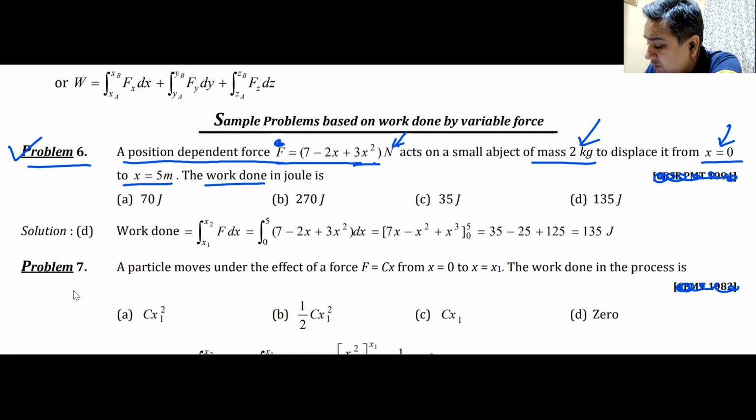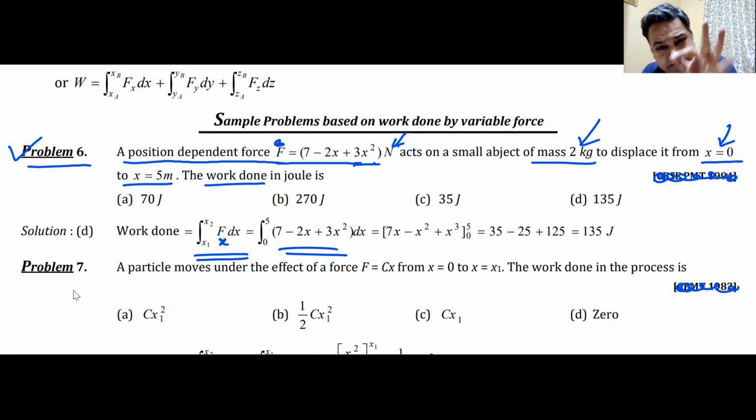How do you do it? This is the force varying along x-axis. So simply it is integral of Fx dx. 135 joules. Yes, it's very simple, beta. You just have to integrate Fx dx. Fy dy is not there, Fz dz is not there. You will hardly get any question with Fy and Fz. So I gave you the most difficult one, and then we are solving the simplest one, which is going to come in your exam.